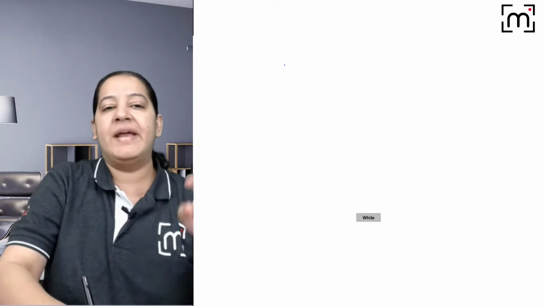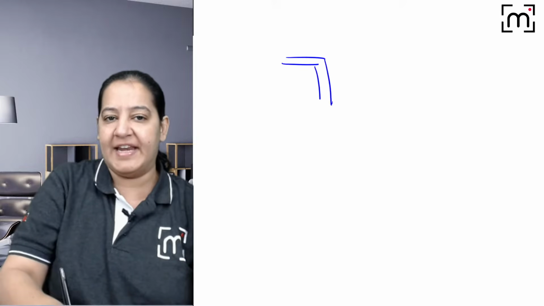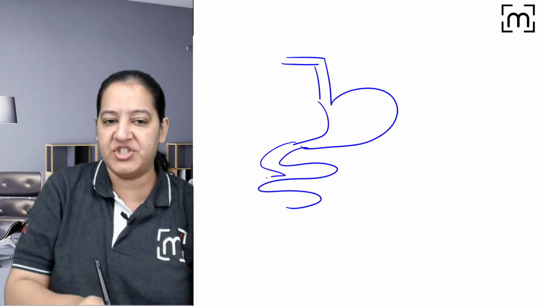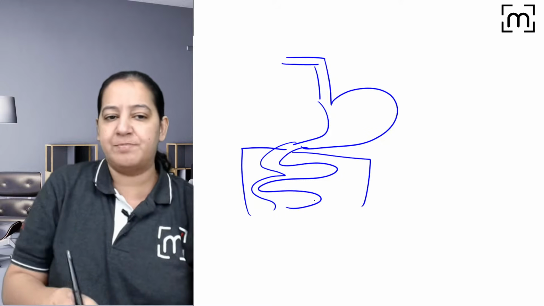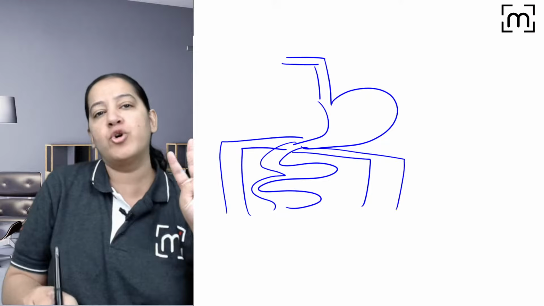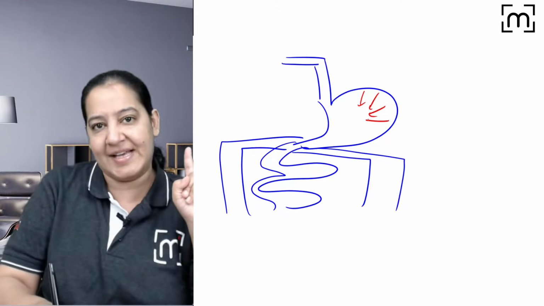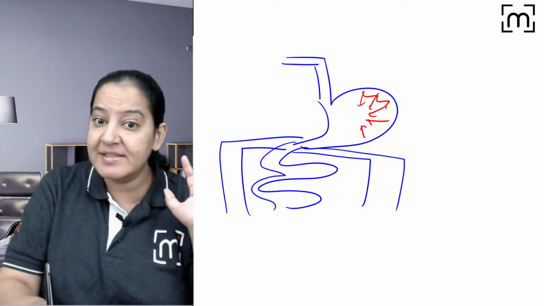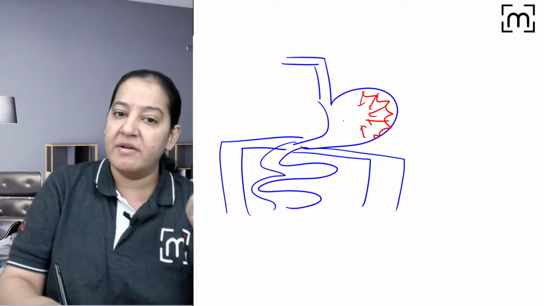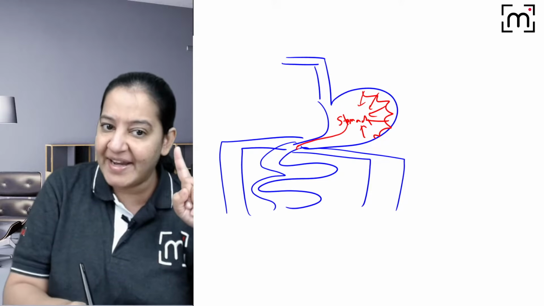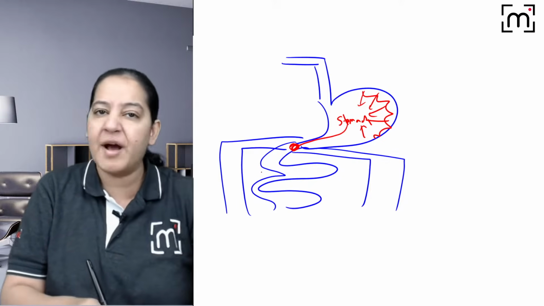So in human complete GIT, let me draw the GIT again. Can you tell me the portion of the GIT which is exposed to acid? Only two portions are exposed to acid. Number one, stomach, because stomach secretes acid. In the stomach, there are parietal cells which secrete HCl. So number one is the stomach, which is exposed to the acid, and this acid will be carried to the duodenum, not the complete intestine.